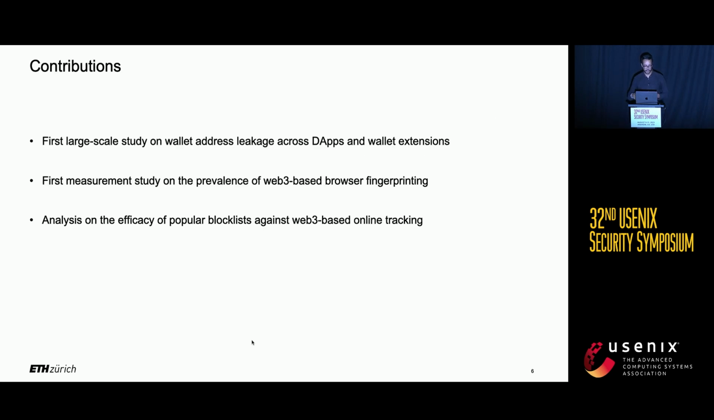So here are our contributions. We did the first large-scale study on wallet address leakage across D-apps and wallet extensions. And we also did the first measurement study on the prevalence of Web3-based browser fingerprinting. And finally, we also analyzed the efficiency of popular ad blockers in blocking Web3-based online tracking.